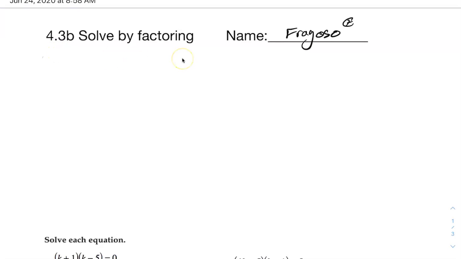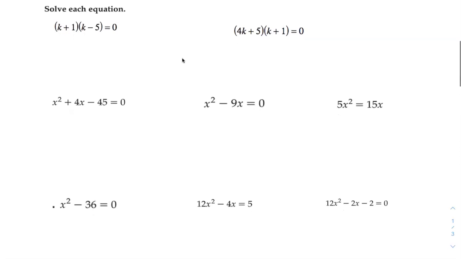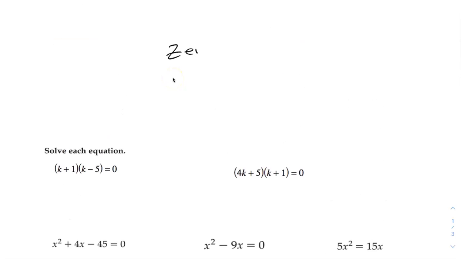Solve by factoring. So let's go to this worksheet, spaced out a little bit. Okay, so we're going to solve each of these by factoring. The real rule we're using is the zero property. So don't forget that. Zero property. So product property, I should say.